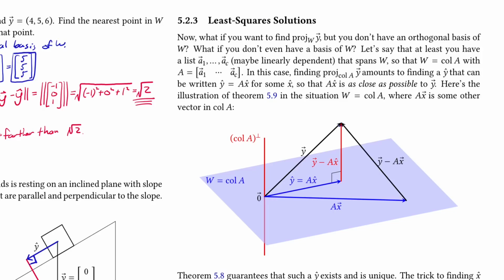Hello, welcome back. Let's look at subsection 3 of 5.2, which is called least squares solutions. Now, this is going to turn out to be really similar to what we were doing before. We're just going to look at the problem of finding projections in a slightly different way.